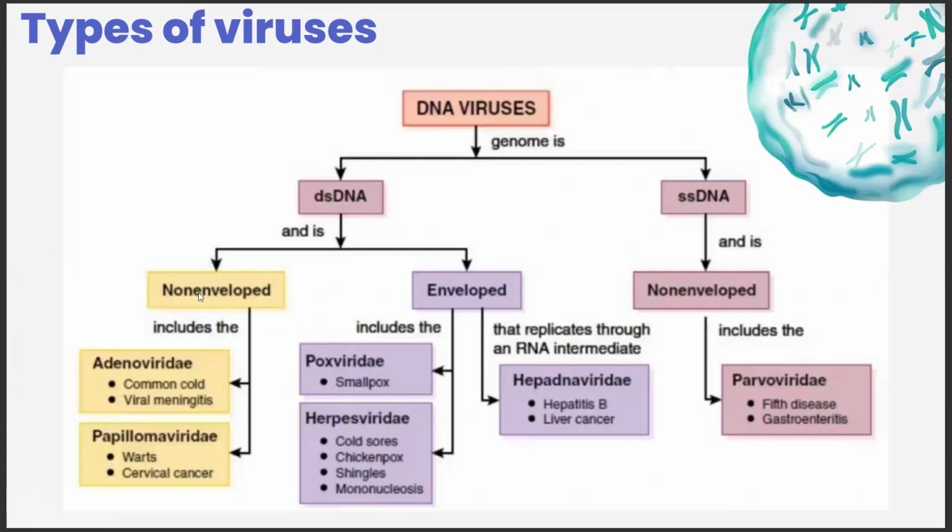Here we can see the DNA virus. There are two types, double-stranded and single-stranded. In double-stranded, there are enveloped and non-enveloped, which includes adenoviridae and papillomaviridae. In enveloped, we include poxviridae and herpesviridae. In single-stranded DNA, there is only non-enveloped, which includes parvoviridae.